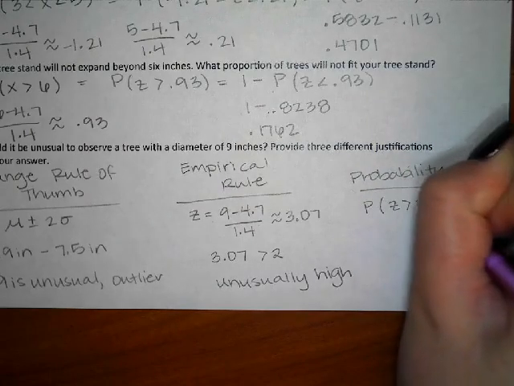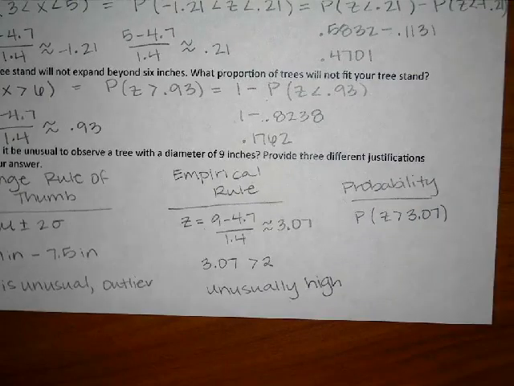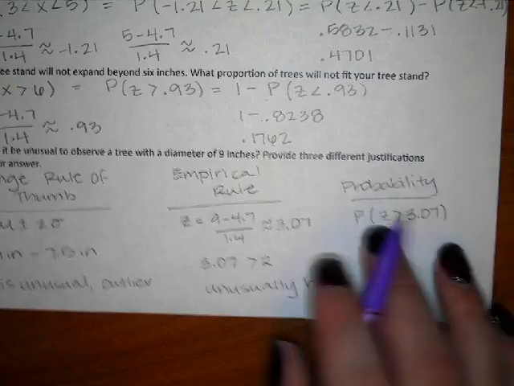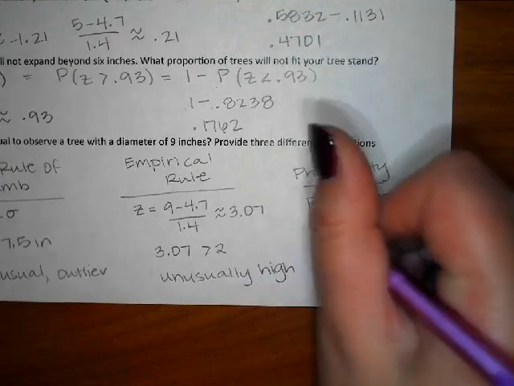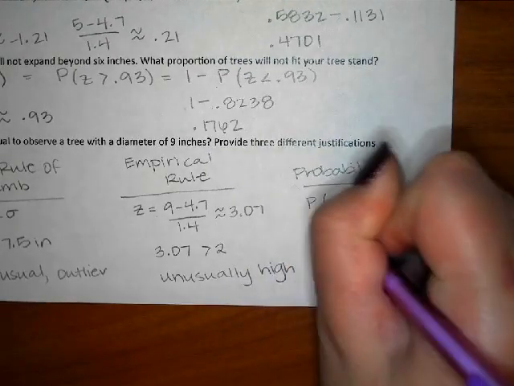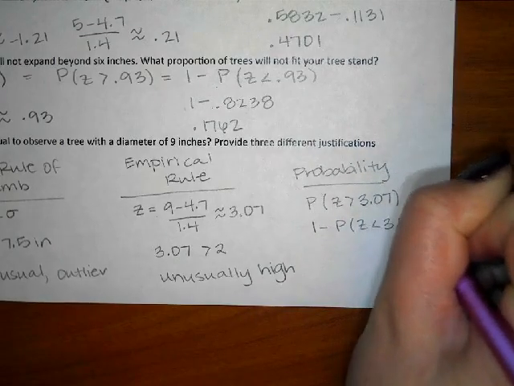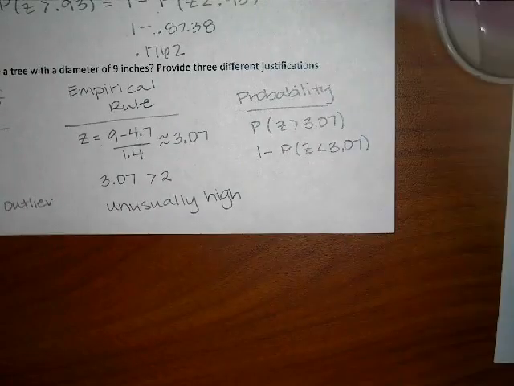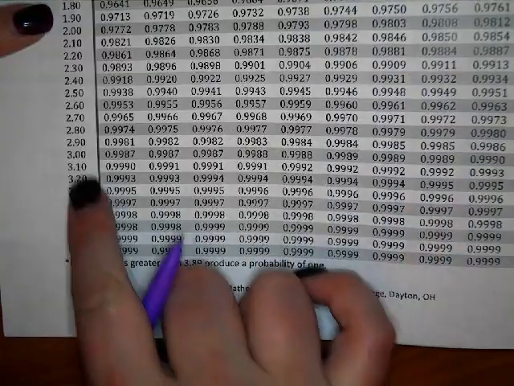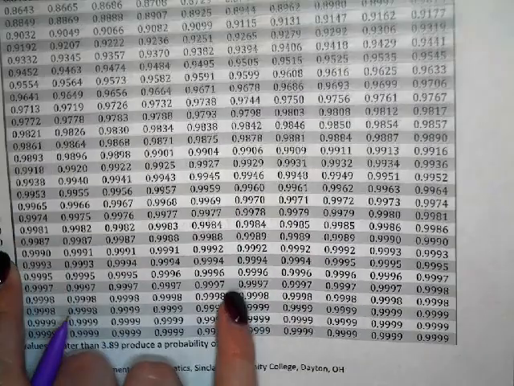So if we look at this probability, we're going to calculate this by finding the complement, 1 minus the probability that z is less than 3.07. And I'm going to grab my table. 3.07 is right here, 0.9989.